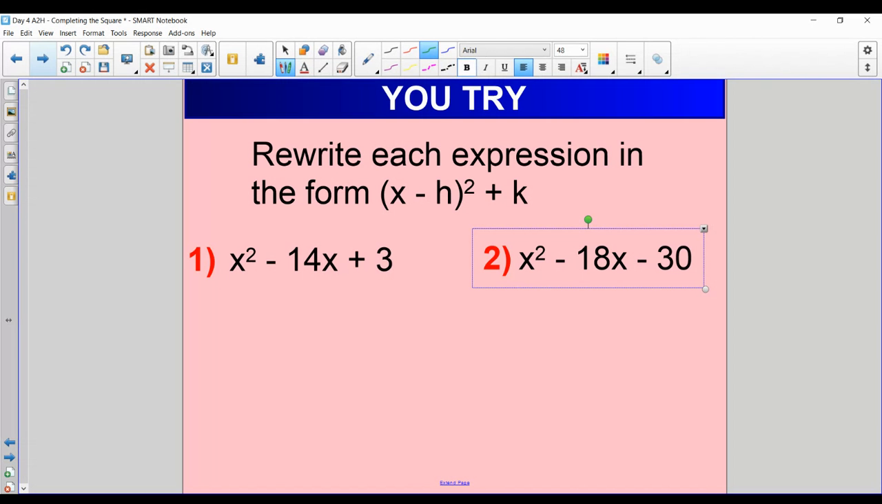So take a minute and try both of these. You may want to pause the video, try these, and then I will show you what you get.